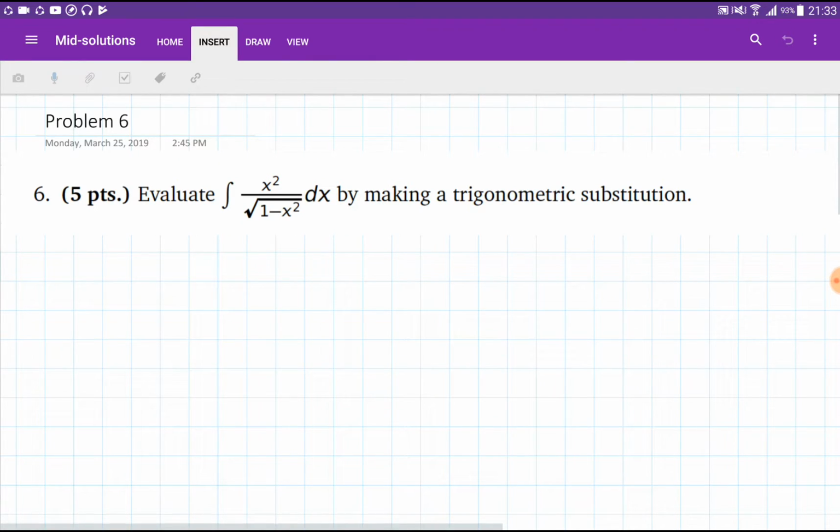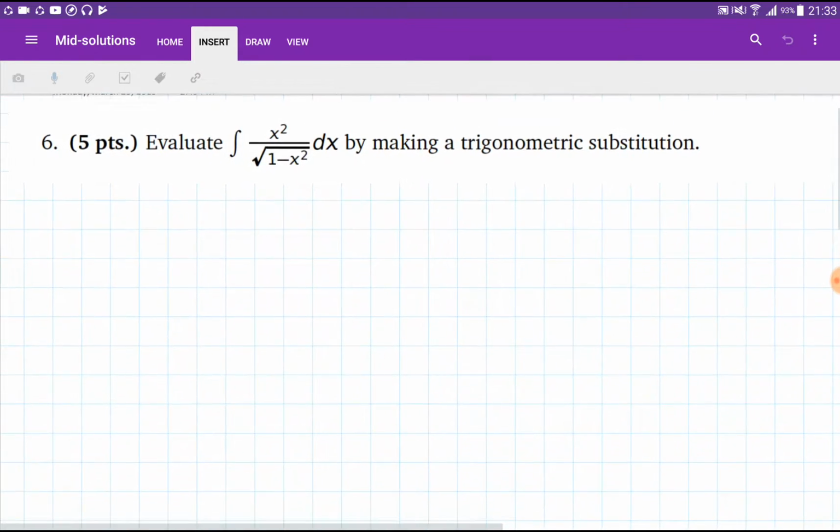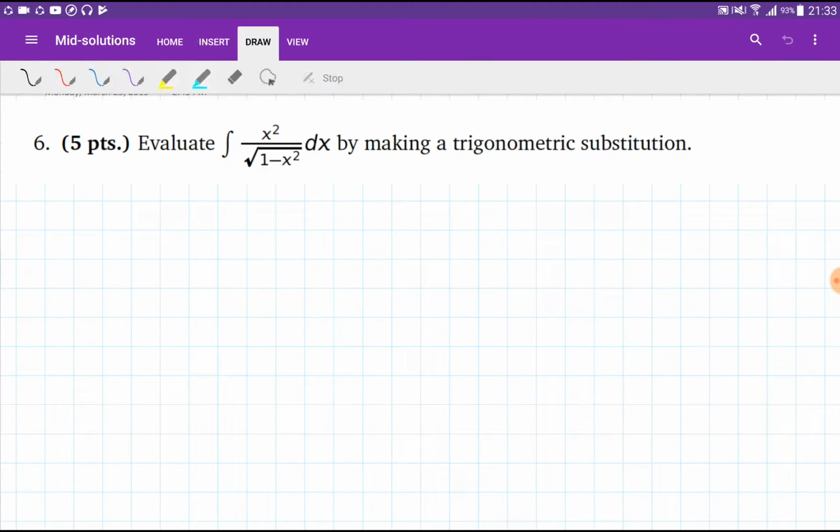So in this problem, we need to evaluate this integration using trigonometric substitution. If you remember, for this kind of problem, we need to make the substitution x is equal to sine of t, right? And we just need to substitute all the x's in this integration with t. Here I've got one more x in the form of dx, so I need to substitute this. In order to do this, I will take the derivative of x with respect to x, which is equal to 1, and I have to multiply this by dx in order to show the variable of differentiation.